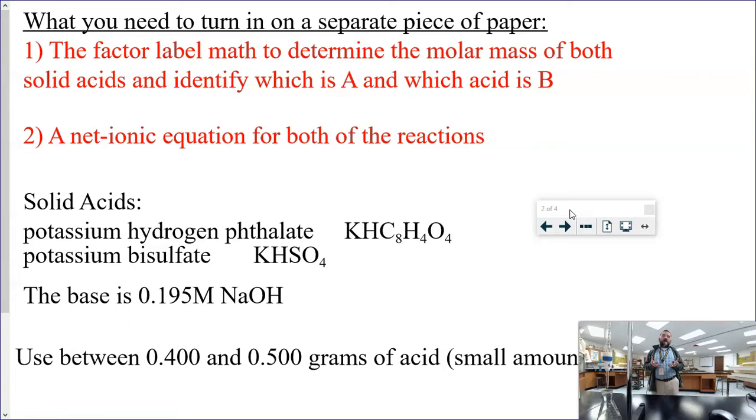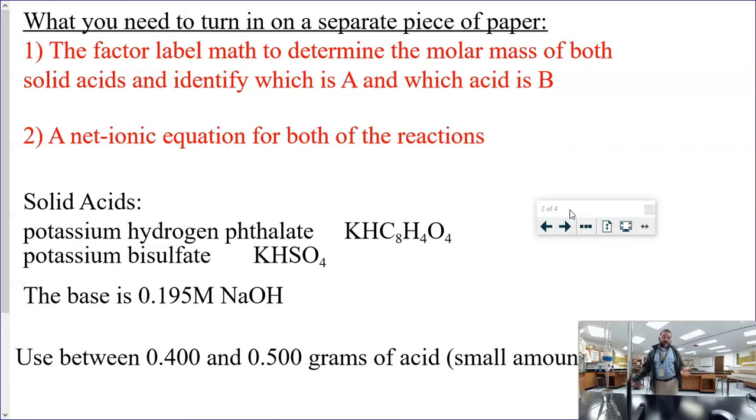Okay? So, on a separate piece of paper, I don't have a handout for this one, so for those of you who have been printing the handouts that I've been giving on Fridays, I don't have one for you today. On a separate piece of paper, 2 factor label problems, 1 for A's data, 1 for B's data, and then I would like a net ionic equation for both reactions. So we have acid-base reactions going on today.